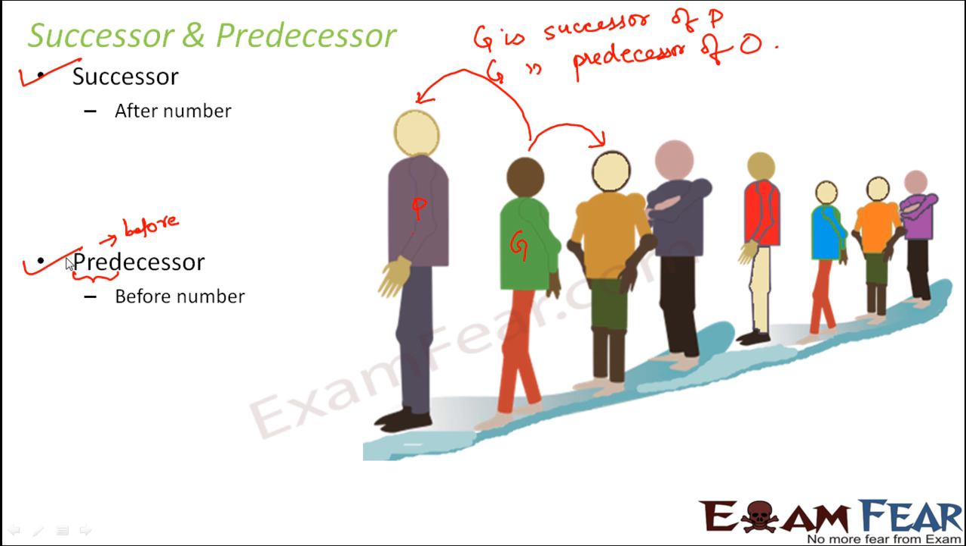Now can you tell me who is the successor of green t-shirt? Looking here, looking at this, who would be the successor of green t-shirt? The one who is present after green, that is orange. Similarly, who would be the predecessor of the orange t-shirt? The predecessor would be green because green is present before orange.